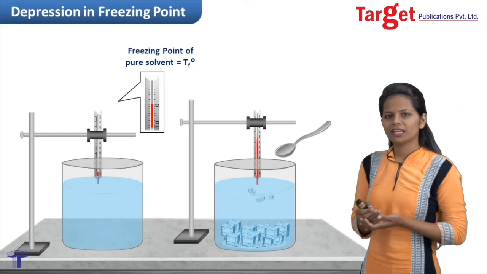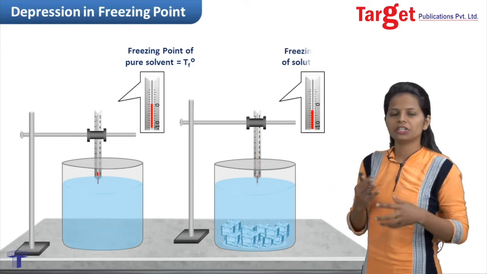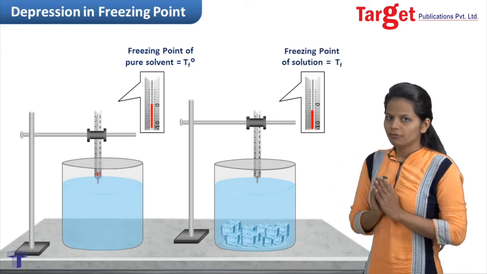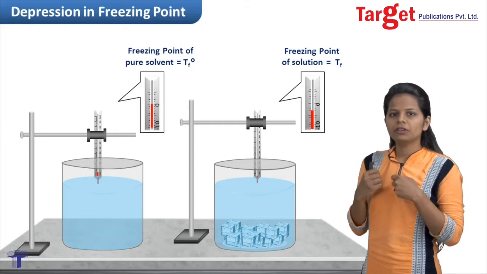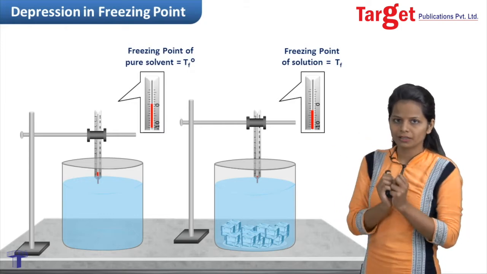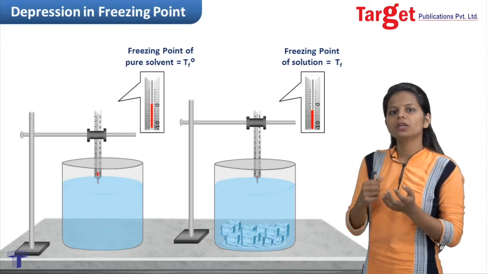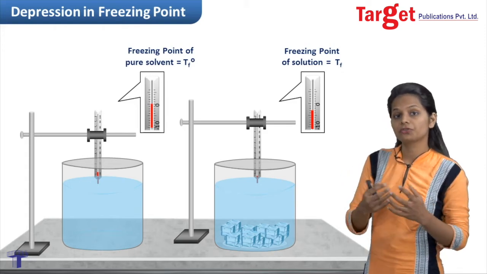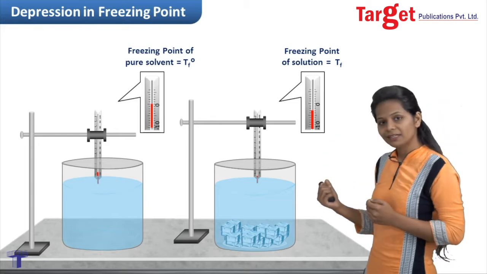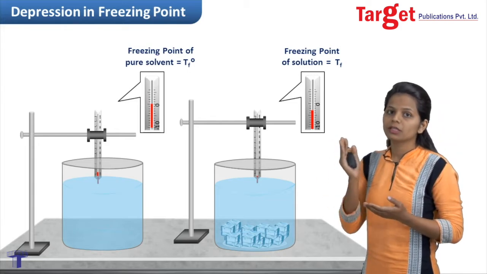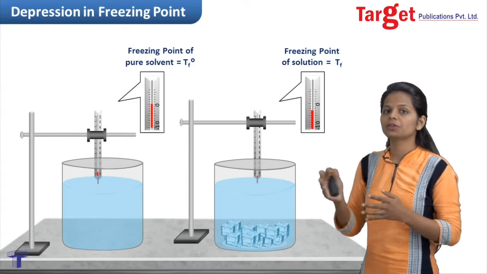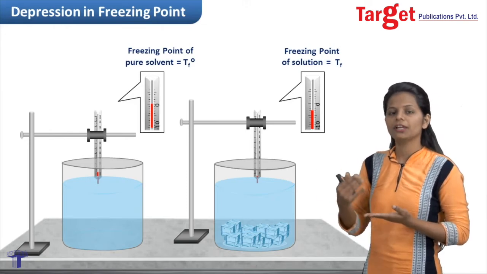Now, let's try and understand when we add some solute into it, what changes do take place. When we add some solute, the liquid particles have to put even a little more effort to get coagulated or to get converted into solid form, which is a more structured form. And that's why when we add solute in the solvent, the temperature has to be lowered than 0 degrees Celsius to get converted into the solid form, that is to get frozen.